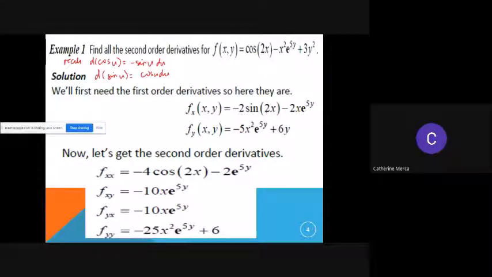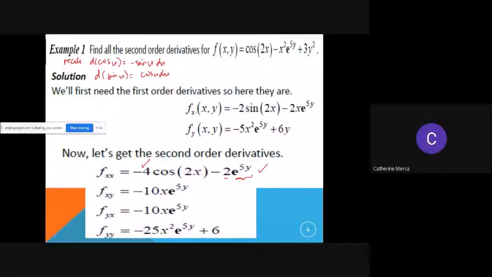So cosine of 2x, but this is your u. So u' is 2, so we have a 4. Although it is positive, it has an original minus, so it's always minus. Then you have 2x e to the 5y. With respect to x, this will be constant, and the derivative of 2x is negative 2. So you have negative 2 e to the 5y, since the entire thing is constant with e to the 5y.